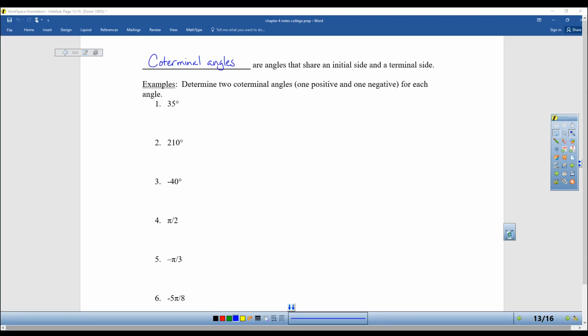Coterminal angles are angles that share an initial side and a terminal side. So for example, if somebody said to you, draw a picture of 370 degrees, you might be confused for a minute because you would think, well, that's bigger than 360. And if I go all the way around, that's 360. So what does 370 look like? It's starting to go around again. So it looks like 10 degrees. So if you drew a 10-degree angle or a 370-degree angle, they would look identical, and we call them coterminal.